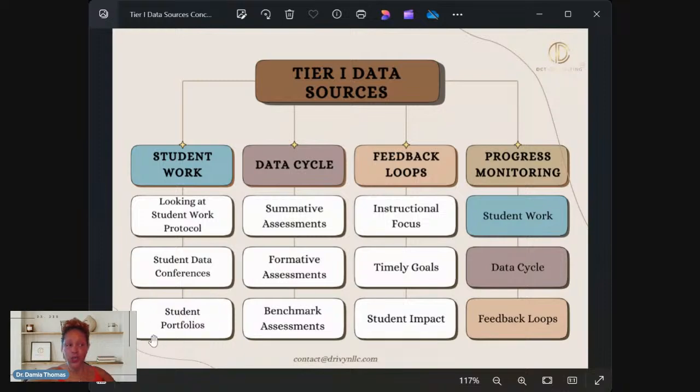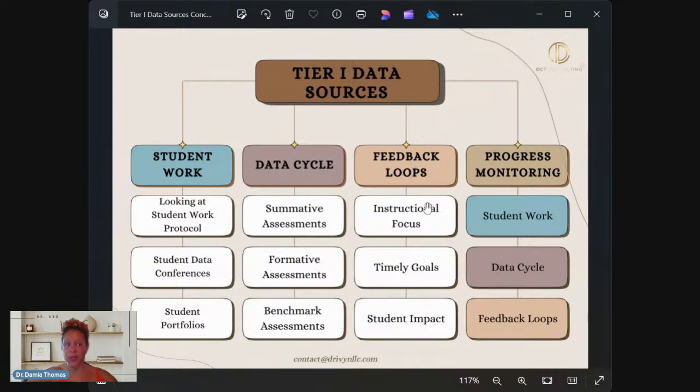Student portfolios is another tier 1 data source. Everyone should be creating a student portfolio to take a look at their work, the trajectory of the school year, right? And things that they can share with their family when they come up for these student-led conferences or parent-teacher conferences. At this point, you should be having student-led conferences, but that's another whole conversation. Another piece of tier 1 data is the data cycle, summative assessments, formative assessments, benchmarks. We won't get into that.